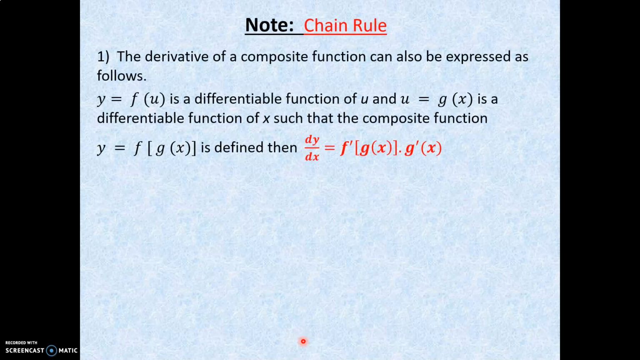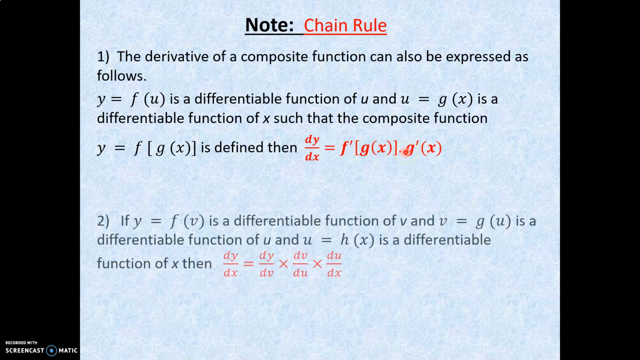Now you can write the chain rule like this also. y is equal to f of u, a differentiable function of u, and u is equal to g of x, a differentiable function of x, such that the composite function y is equal to f of g of x is defined. Then dy upon dx is equal to f dash of g of x into g dash of x. It is a composite function, that is why we write the first function and the derivative of the second one.